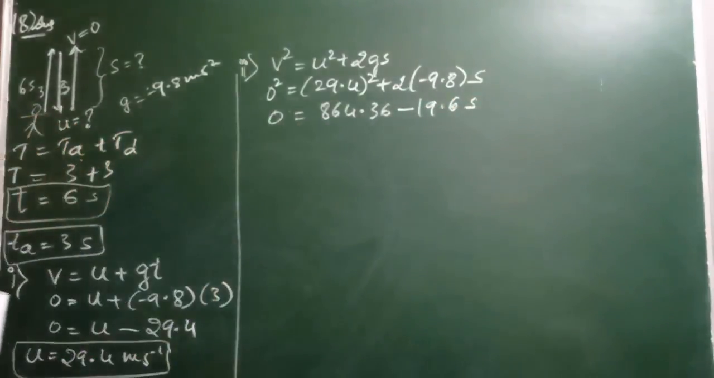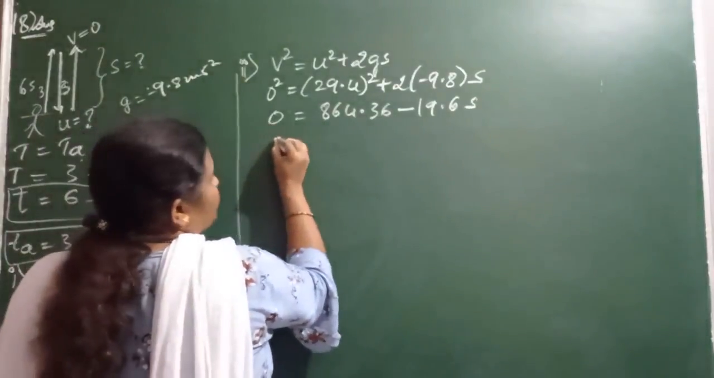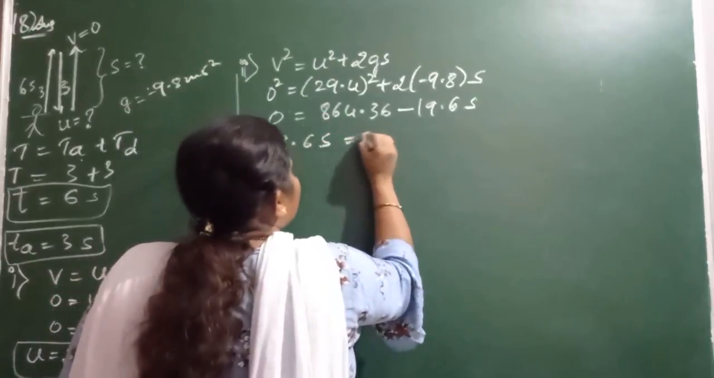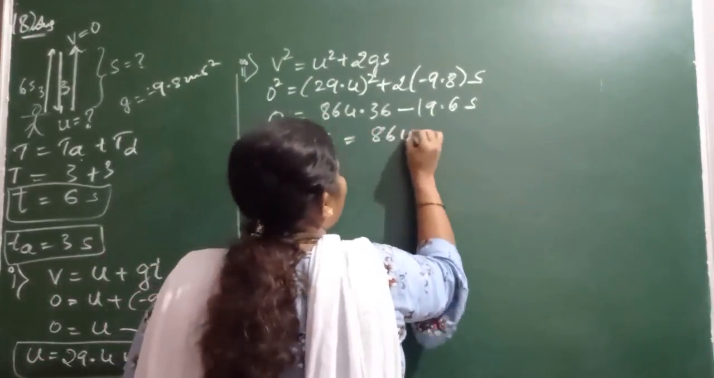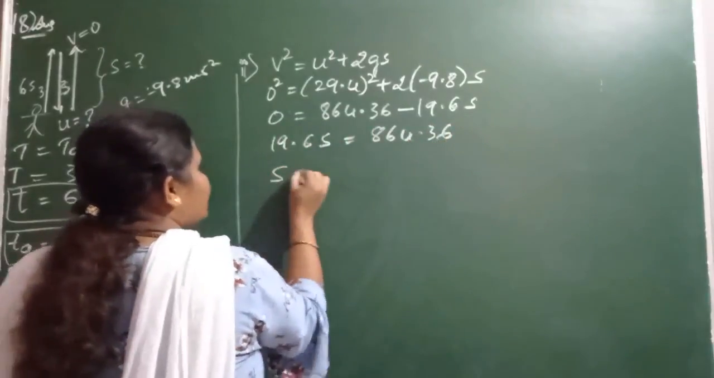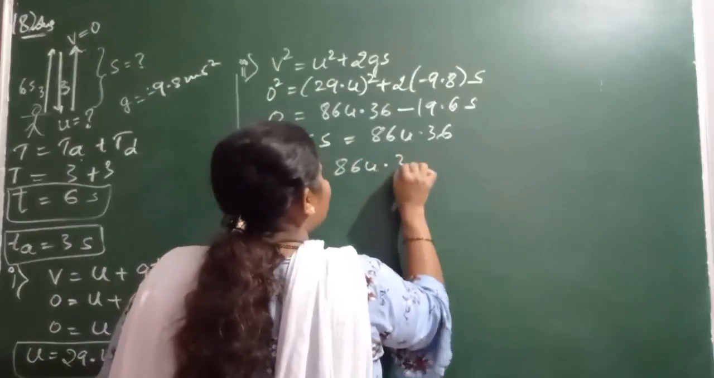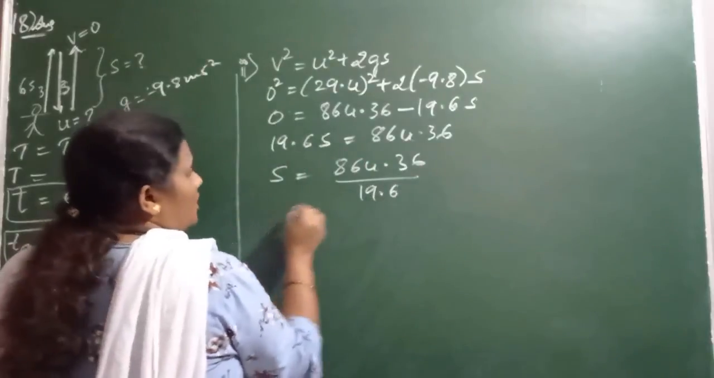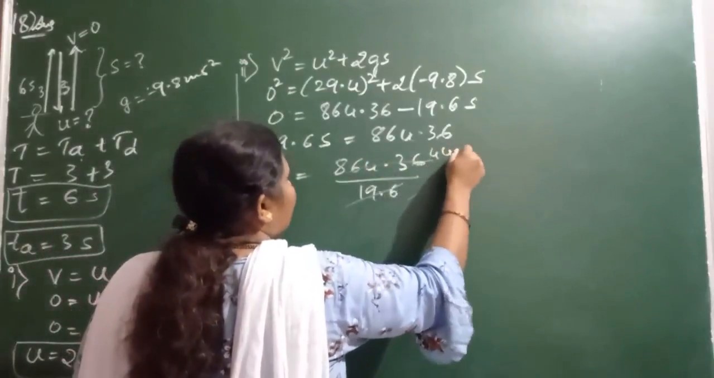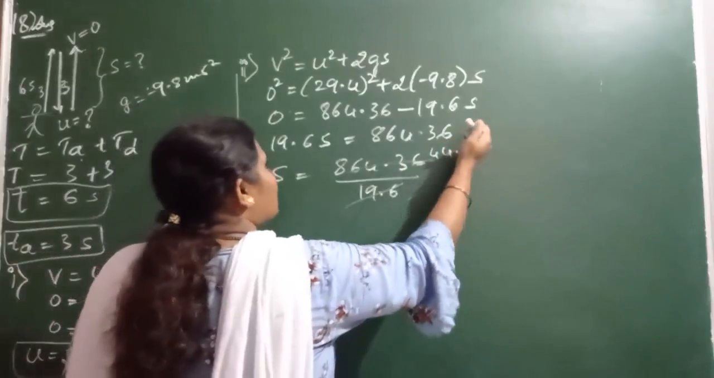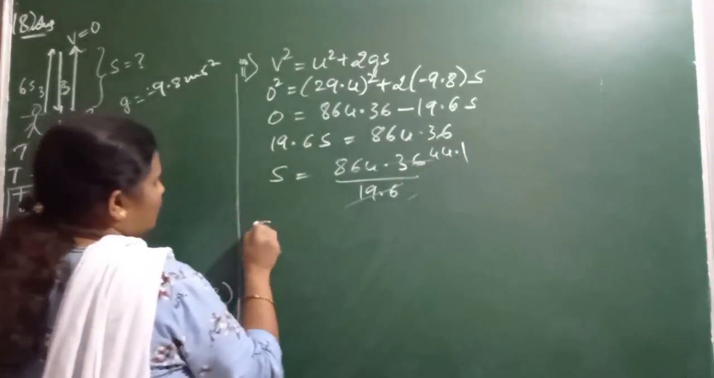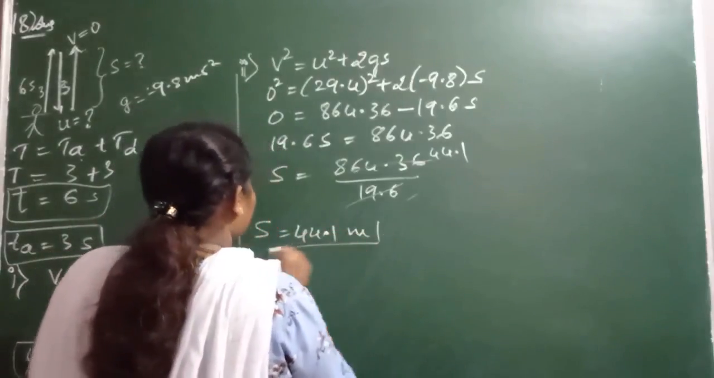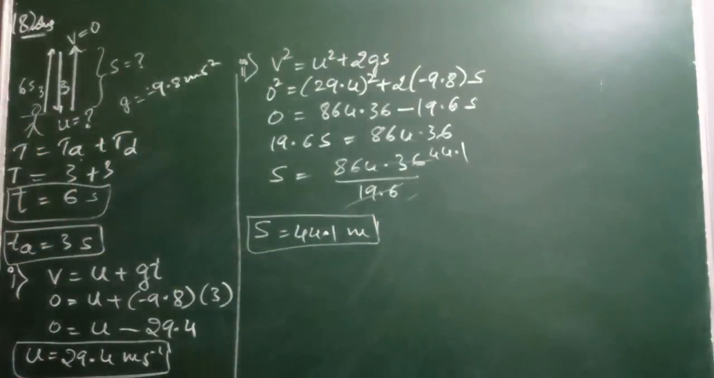If it goes to the left hand side, the sign will change. So 19.6 S equals 864.36. Therefore S is 864.36 divided by 19.6. When you cancel this, you may get 44.1 meter. So what is that? 44.1 meter is the height it has covered.